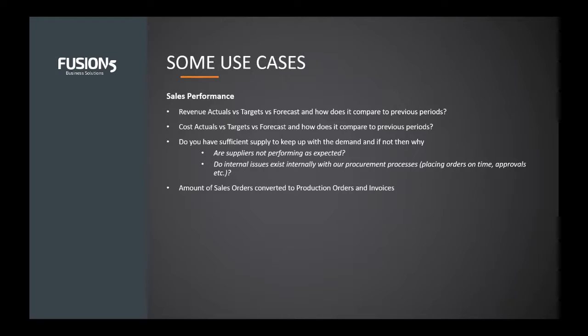The third bullet point, very important for me, now we start getting into sales, but more from a production manufacturing point of view: do we have sufficient supply to keep up with the demand of the customers? And if we don't, then why not? So there we need to start looking at things. Now we jump from sales into things like supplier analysis. Are our suppliers not performing as expected? Are things not being delivered to us on time or in the right quantity or of the right quality? Because that's going to affect your production. Or do we have internal issues that exist?